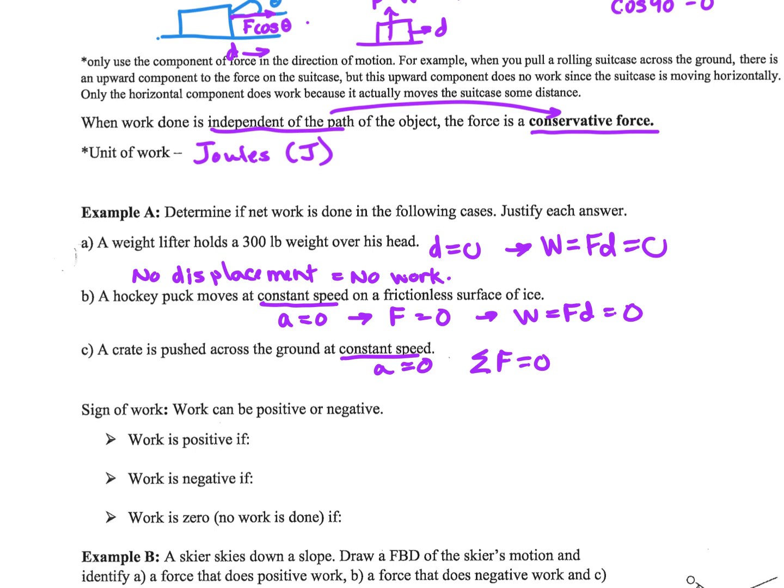The push is causing a positive force, but on the ground there's friction, which is a negative force. So they're equaling out. So what you've got is a sum of forces, a net force, which is 0. So therefore there is no net work being done, which is 0.